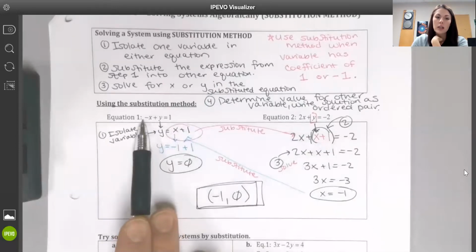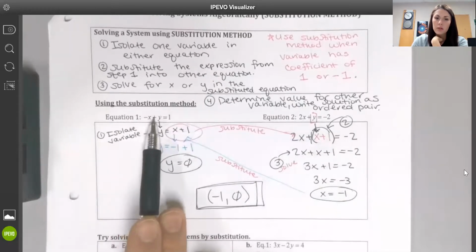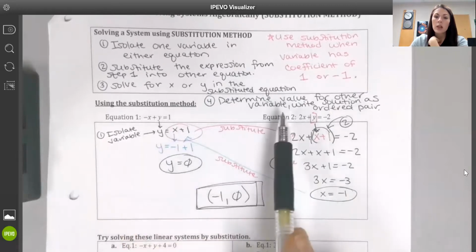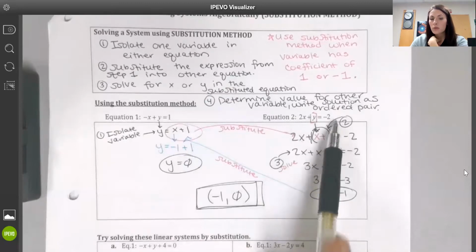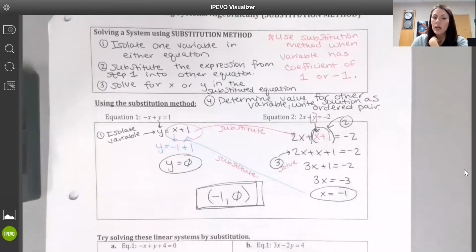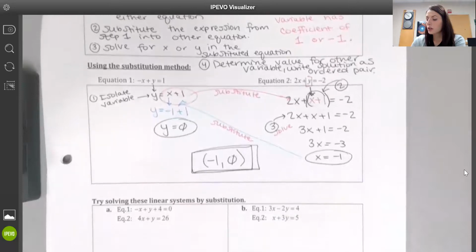So I could say -1 is going to give me +1 plus 0. That works. 2 times -1 gives me -2 plus 0. That works. Okay, so I can still do a check and see if this ordered pair works, and it needs to work in both equations. So let's look at another one.